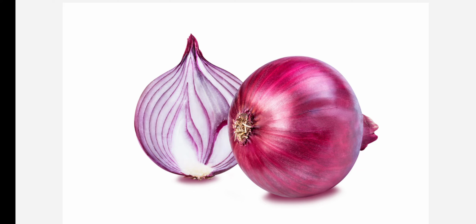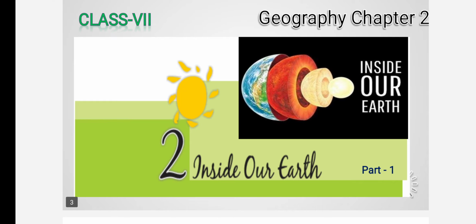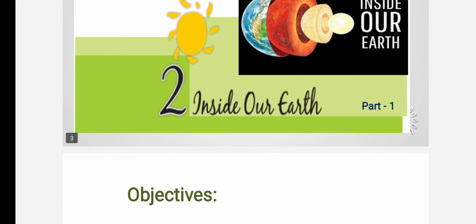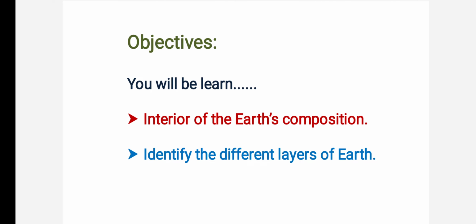The chapter name is none other than Inside Our Earth, because the onion resembles the shape of the earth and the layers of the onion which is inside resembles the layers of the earth. So we are going to learn about the inside of our earth. It is our second chapter in geography, children. Today we are going to learn our first chapter, and these are the objectives at the end of this class: the interior of the earth's composition, and second, you will be able to identify different layers of the earth also.